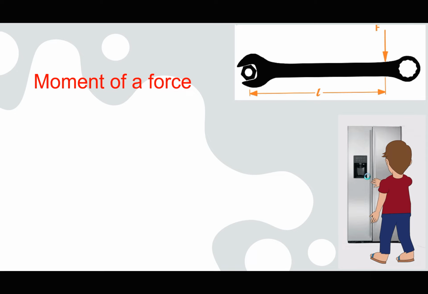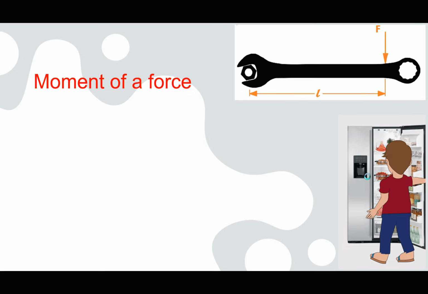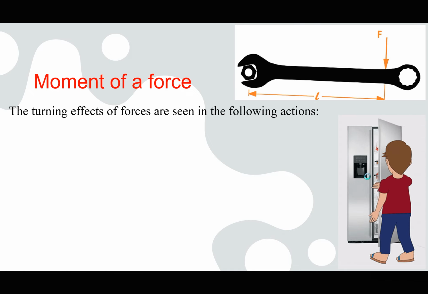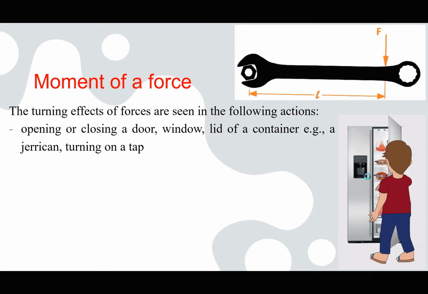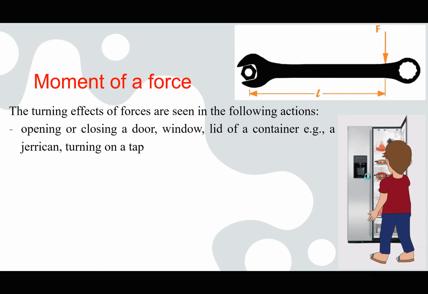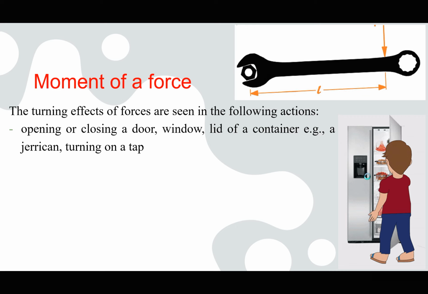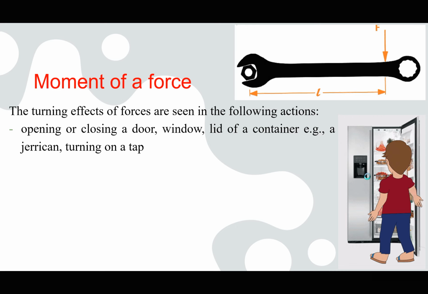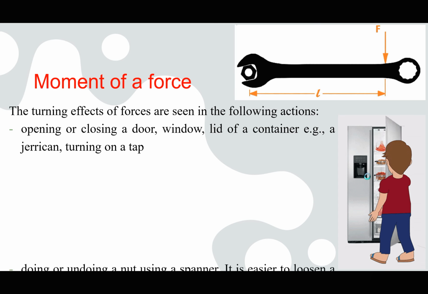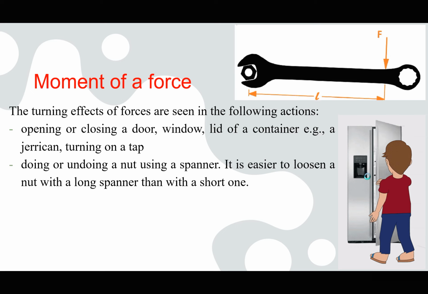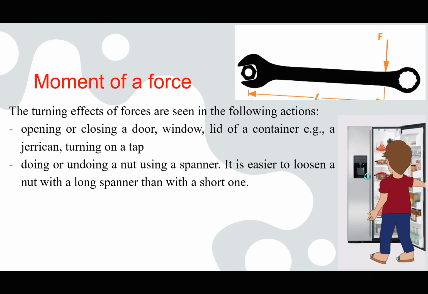You use a spanner to undo nuts. You are actually applying a force to cause turning. So the turning effect of a force is what you call moment. The turning effects of forces are seen in actions such as opening or closing a door, a window, the lid of a container, a jerry can, or turning on a tap. All those are actions where we see turning effects of forces. You can talk about doing or undoing a nut using a spanner. We know that it is easier to loosen a nut with a longer spanner than with a short one.